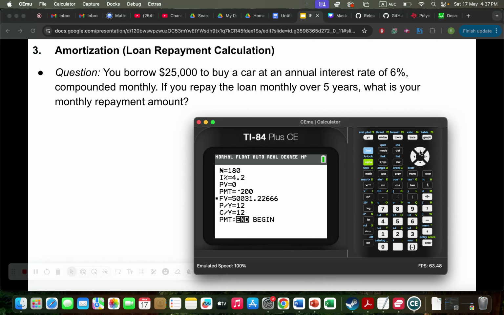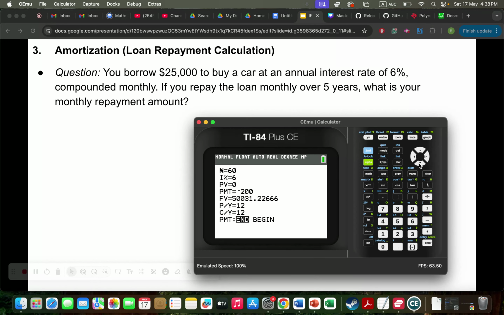So this is important. You're paying the loan monthly over 5 years. So what is your monthly repayment amount? Sorry. So N, I would have to convert this into months again. All right, since you're paying the loan monthly, and we're talking about 5 years, now we're going to take 12 times 5. That should give me 60. Interest rate should be 6.